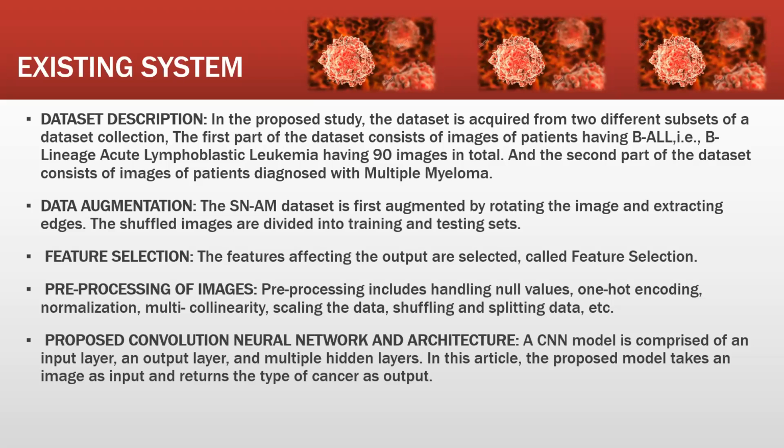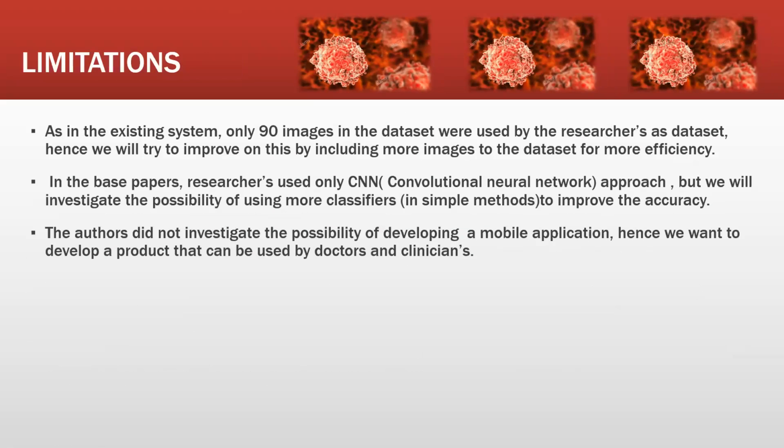In this proposed research, an optimized CNN model for classification of the type of cancer has been deployed. The researchers used CNN for analyzing visual images. The CNN model is comprised of an input layer, an output layer, and multiple hidden layers. In this existing system, the proposed model takes an image as input and returns the type of cancer as output. There are some limitations in this existing system. Based on these limitations, we come up with the proposed system. It is further explained by my teammate Sonali B S. Thank you.